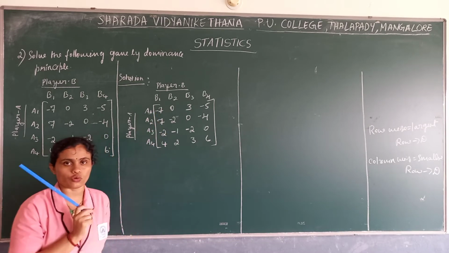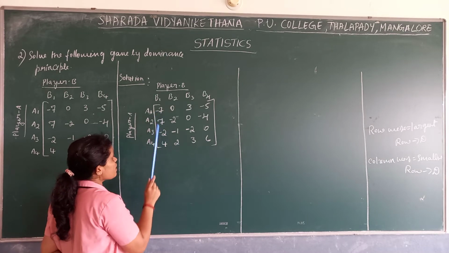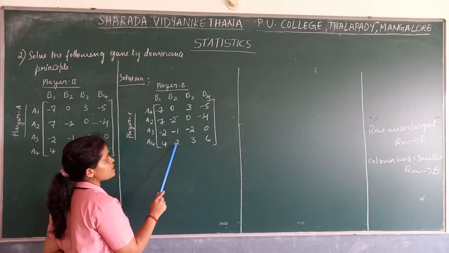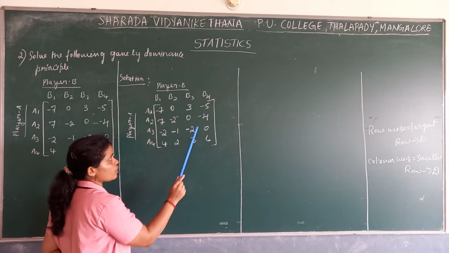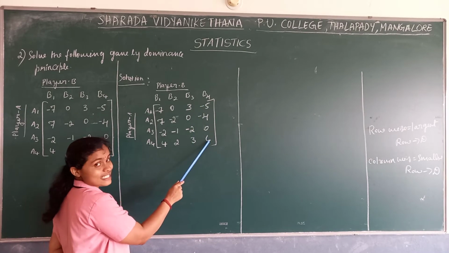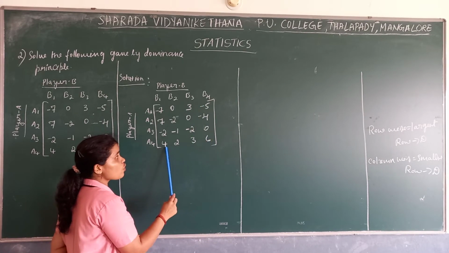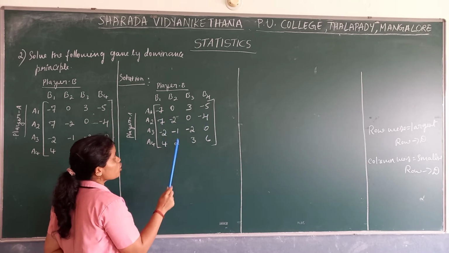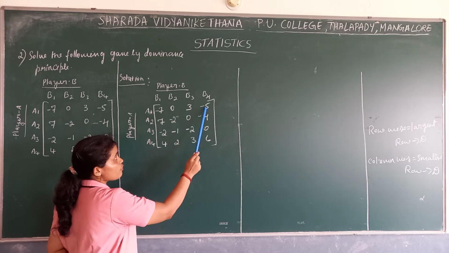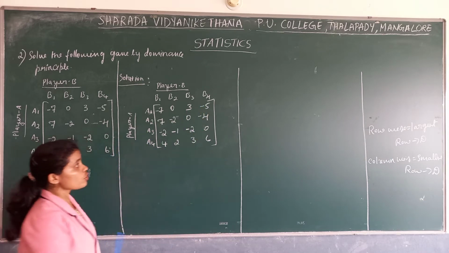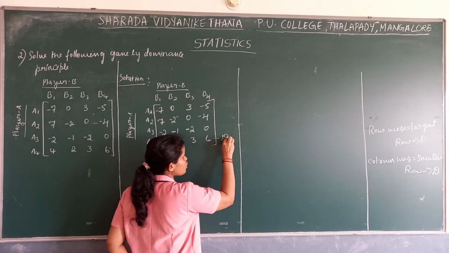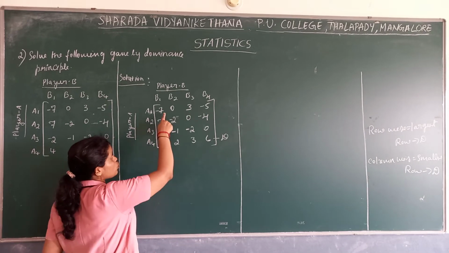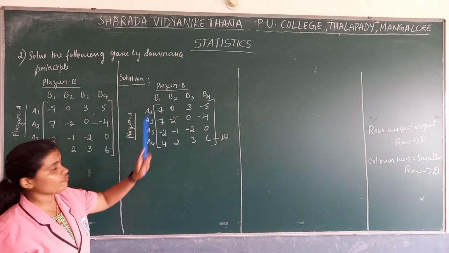Now A1 with A4. When we compare -7, 4, 4 is greater. 0 and 2, 2 is greater. 3 and 3, equal, it's okay. -5 and 6, 6 is greater. So this particular row we get completely greater than this row. 4 is greater than -7, 2 is greater than 0, 3 equals, 6 is greater than -5. So we can consider this is the dominating row when compared with strategy A1. So strategy A4 dominates A1, we can delete A1.